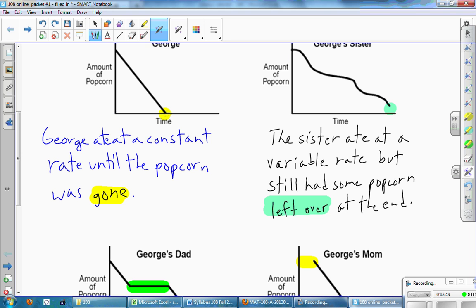Taking a look at George's sister, she ate at a variable rate. You can see that she ate very slowly, hardly anything there, but then ate at a pretty good clip here, but then ate very slowly here, and then dramatic turn there. So a variable rate, but still had some popcorn left over at the end, and so I've highlighted that blank space right in here, telling me that she had popcorn left over at the end of the movie.